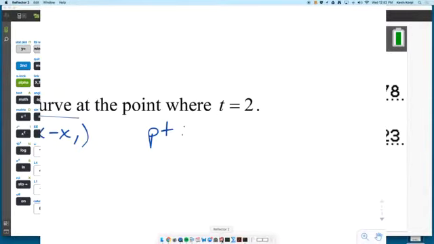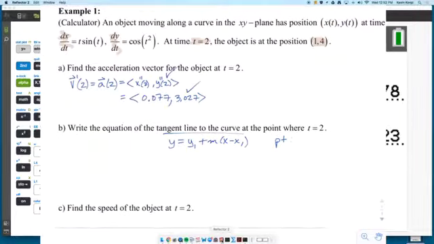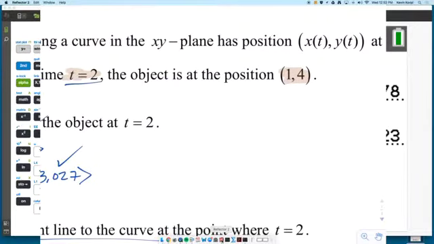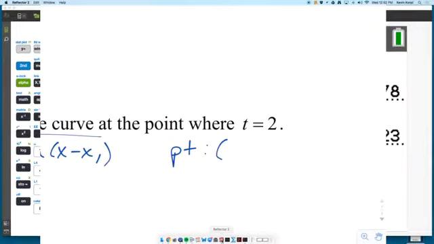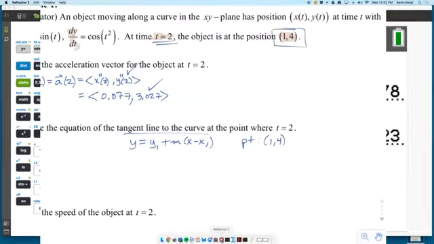So if you want to write that as a vector, how am I going to figure out what the point at t equals 2 is? It gives it to you. Very good. That was a helpful thing. At t equals 2, the position is 1, 4. So we have the point 1, 4. And now we just need the slope at that point. How are we going to find the slope at that point?